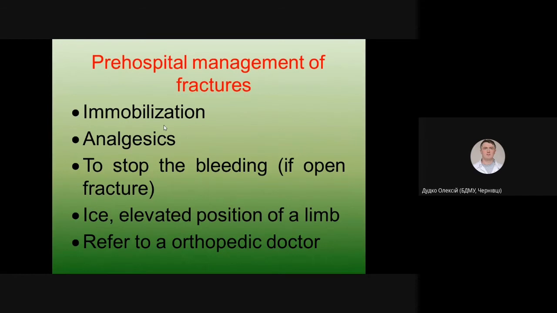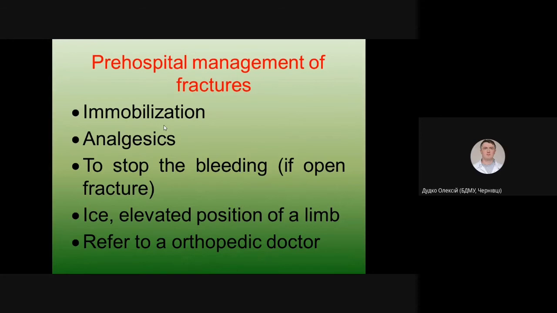So again, about basic principles of fracture treatment. The first point is that it starts at the place of accident. So actually you start with immobilization. You should apply one of the splints that exist. You should give some analgesics.